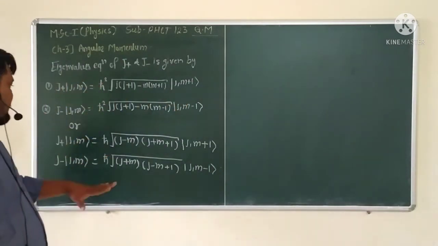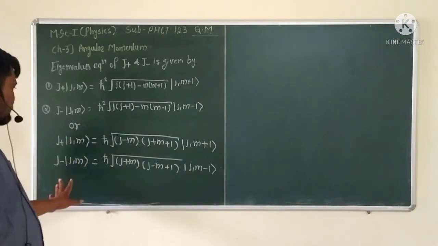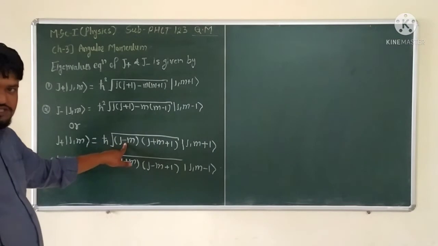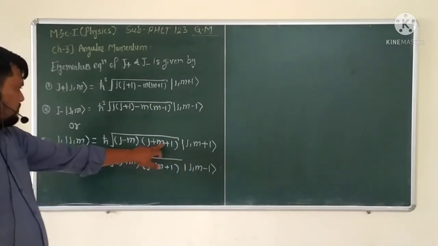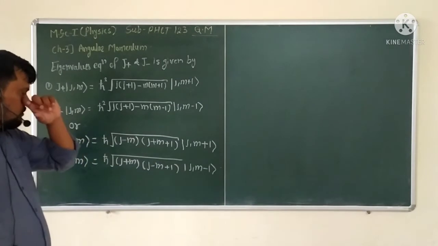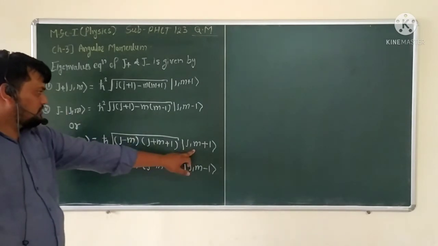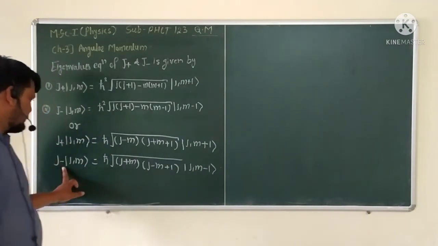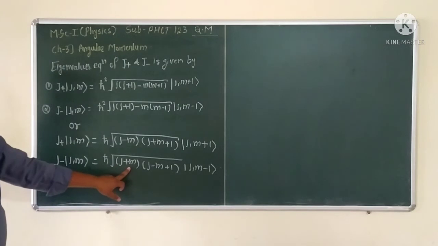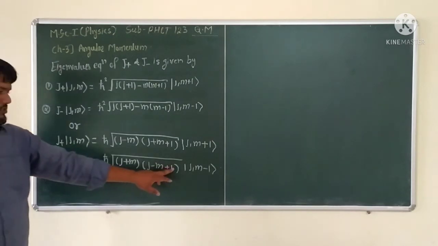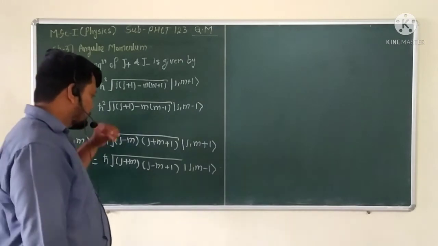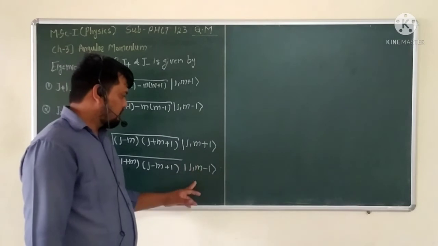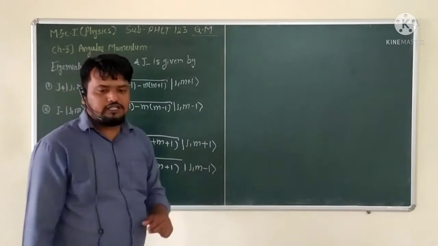In these equations for J plus and J minus, here plus is there, so that is why J minus m and J plus m plus 1 appear, and J plus operates on m, so we get ket J comma m plus 1. For the J minus eigenvalue equation, that is why J plus m and J minus m plus 1 appear, and J minus operates on m, so we get ket J comma m minus 1.